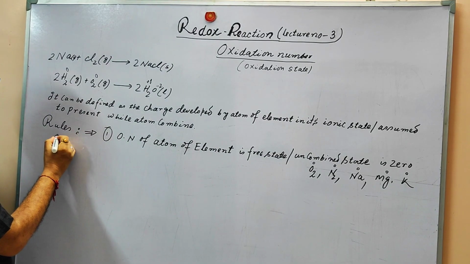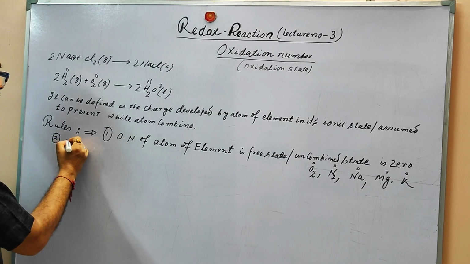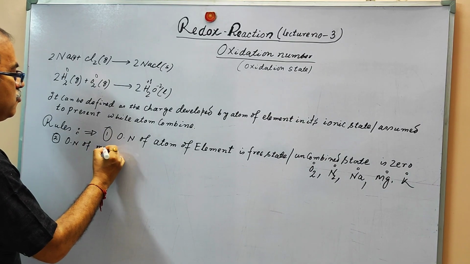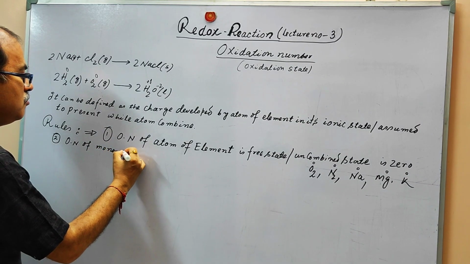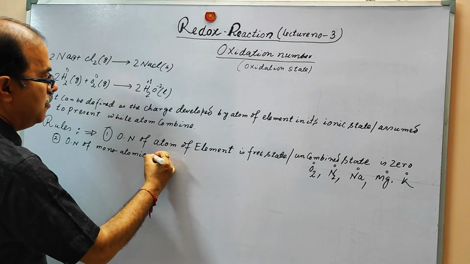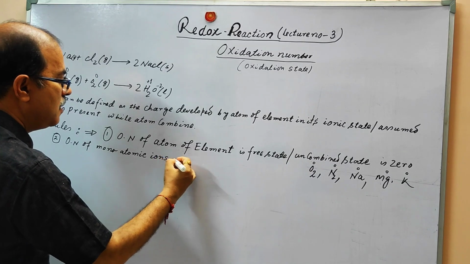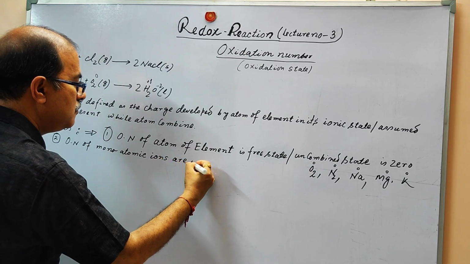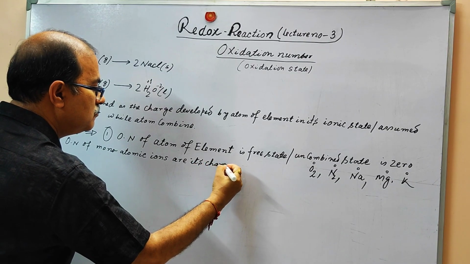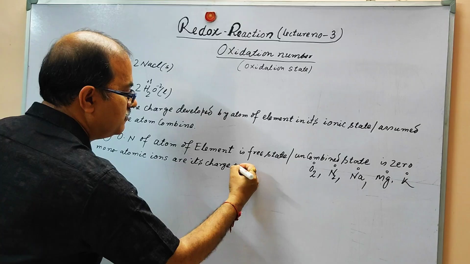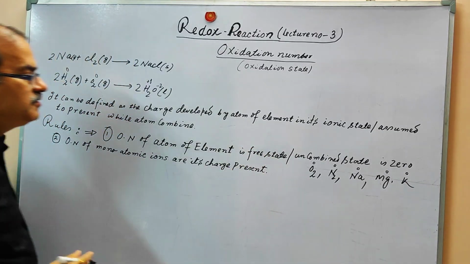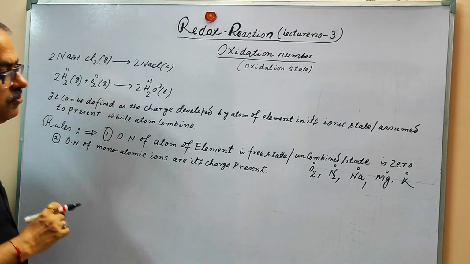Second rule: the oxidation number of monoatomic ions is its charge present. Is its charge present in the monoatomic ions?